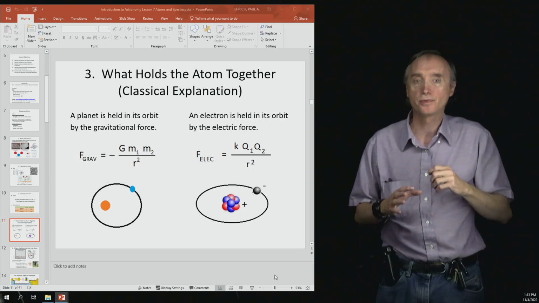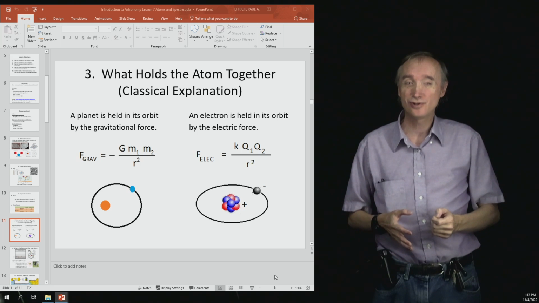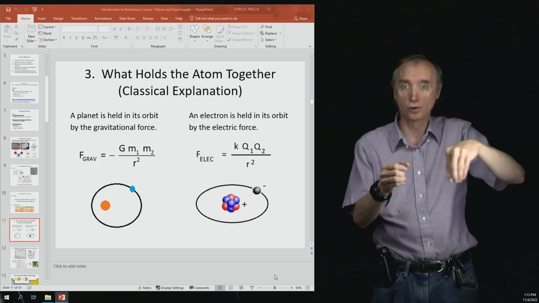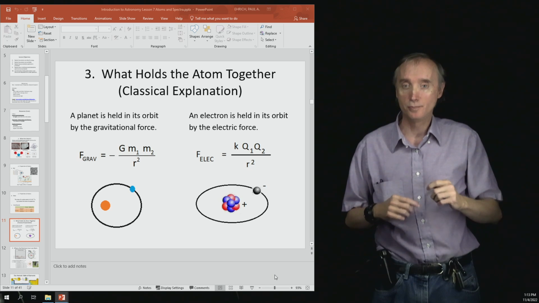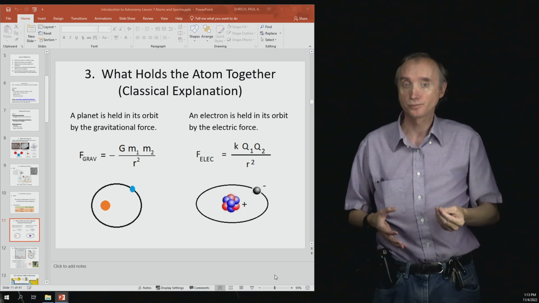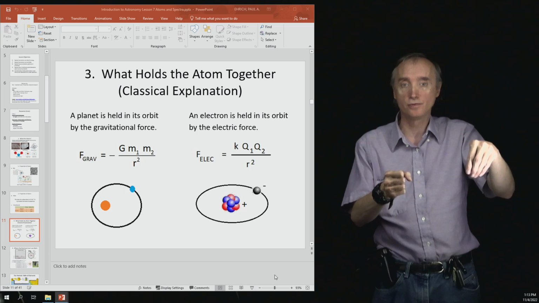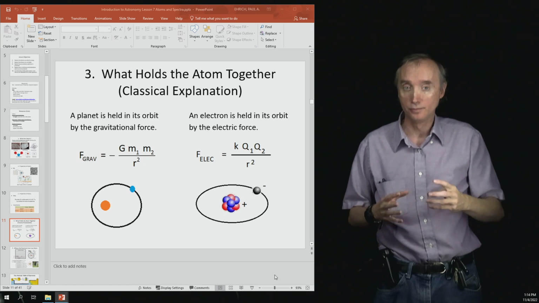Now, this is a classical explanation for what goes on, because you should know what really causes a planet to go in orbit around a star. Was it the force of gravity? No. It was the bending of space-time, and we called this the general theory of relativity, which is pretty complicated and involves calculus. It's kind of the same way with atoms: really it's not just this force of electricity.